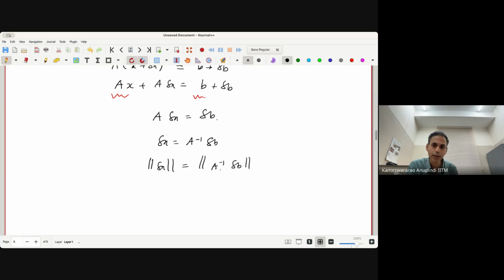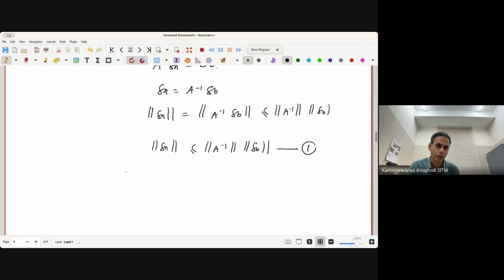But I know that the norm of A inverse times delta B is less than or equal to norm of A inverse times norm of delta B, right? That means norm of delta X is less than or equal to norm of A inverse times norm of delta B. Let me call it equation 1. And then our original equation is basically A times X equals B. That is the original equation.